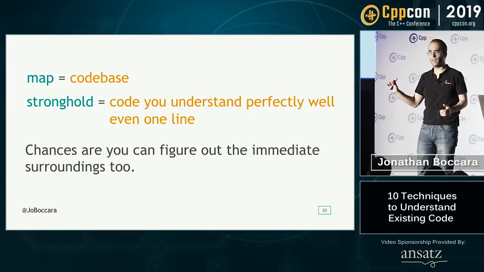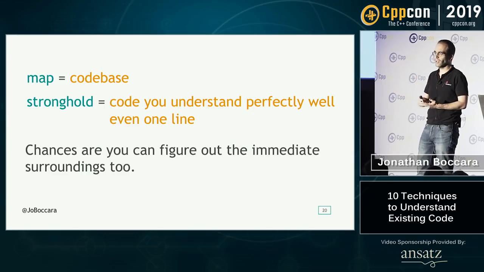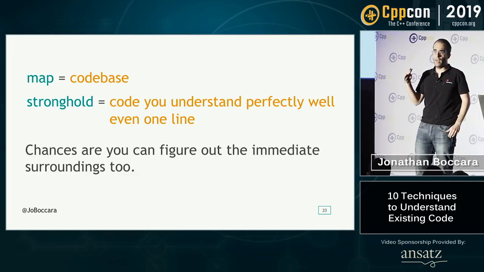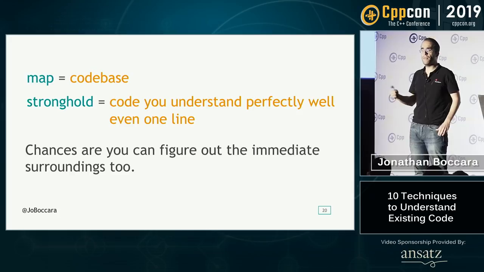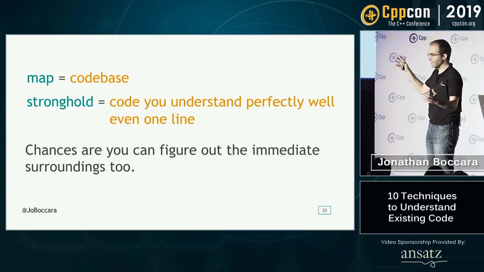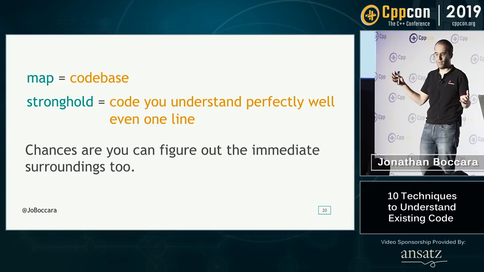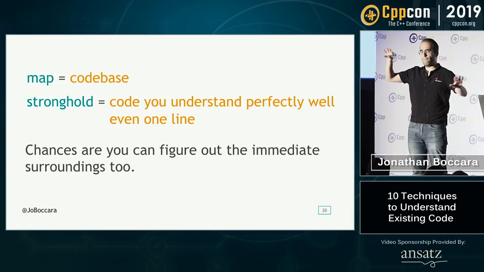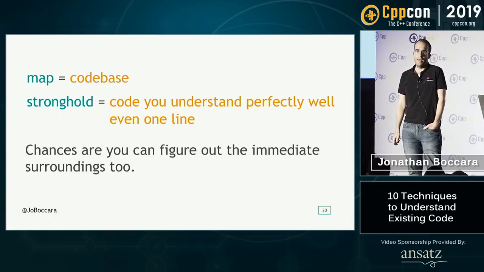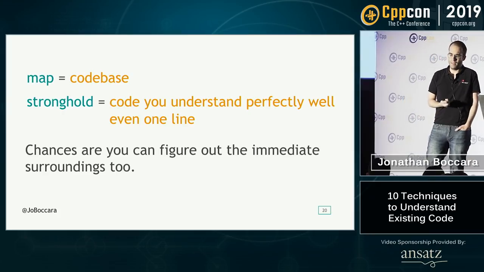If you understand perfectly one line of code or one chunk of code, chances are you can also understand the lines that are just after and just before it. And then you know two more lines, and you've augmented the part of the code you're familiar with. And then you can work your way out from this place and explore more and more of the code. Now, what makes a good stronghold?